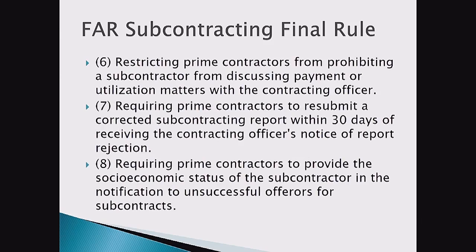Obviously, you can't have the prime contractors write into the subcontract that you can't discuss things with the contracting officer, because otherwise there's no way for the contracting officer to know that the prime is paying subs late or not using them in performance. So this says you cannot prohibit them from talking about that with the contracting officer. And there's other stuff around reporting and so forth.